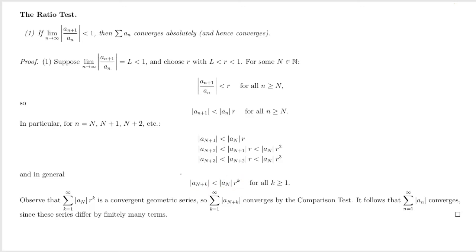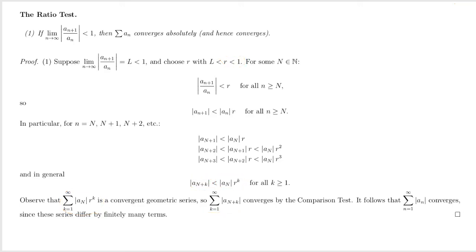And the beauty of that is that this series, sum k equals 1 to infinity of absolute value of a sub N times r to the k, is a convergent geometric series. How do we know? Well, we know that r is some positive number less than 1. And so it's a convergent geometric series. Meanwhile, the terms a sub capital N plus k are less than the terms of the convergent geometric series. And so that tells us that this series converges by the comparison test.